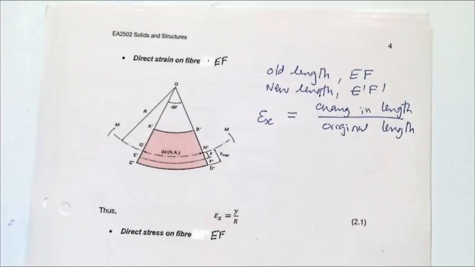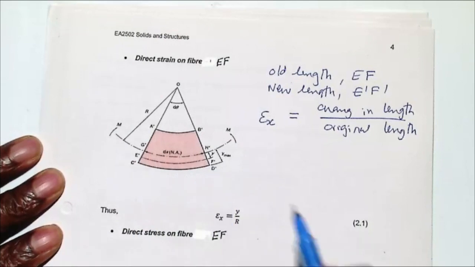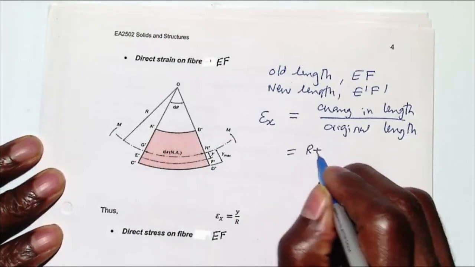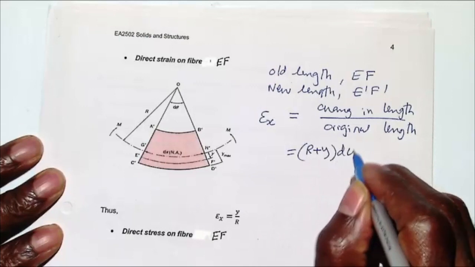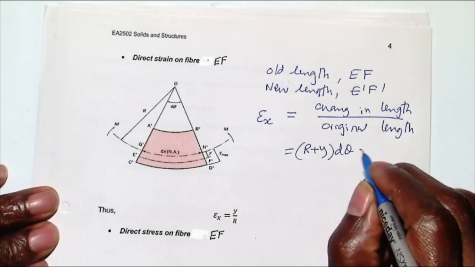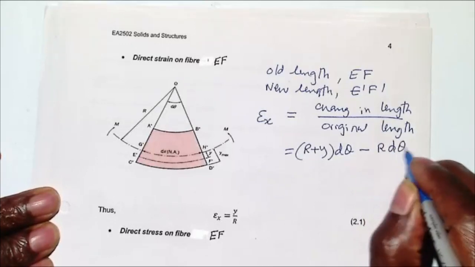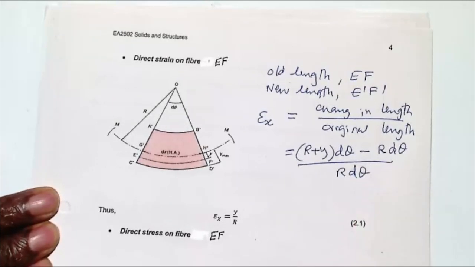So if we were to look at that, the new length, which is along this particular arc, E prime F prime, we can show that that is R plus Y times d theta. The length of an arc is the magnitude of the radius multiplied by the angle between them. And the old length is R d theta, all over R d theta.